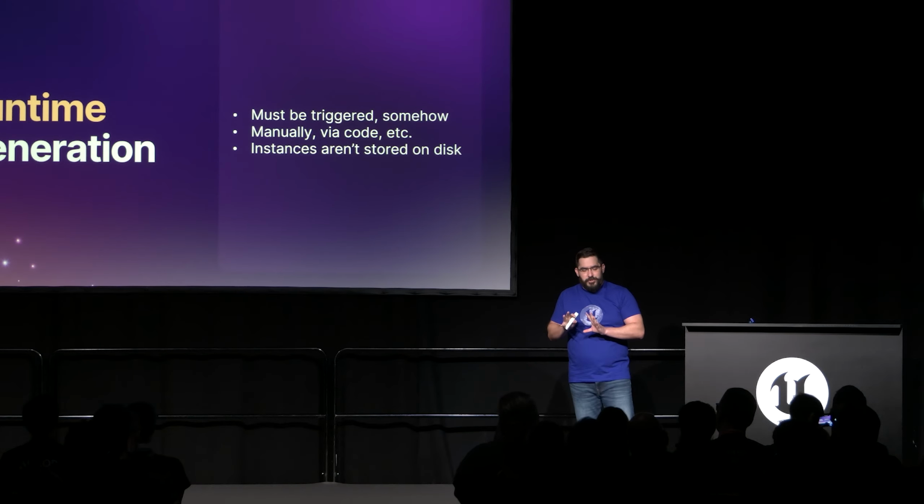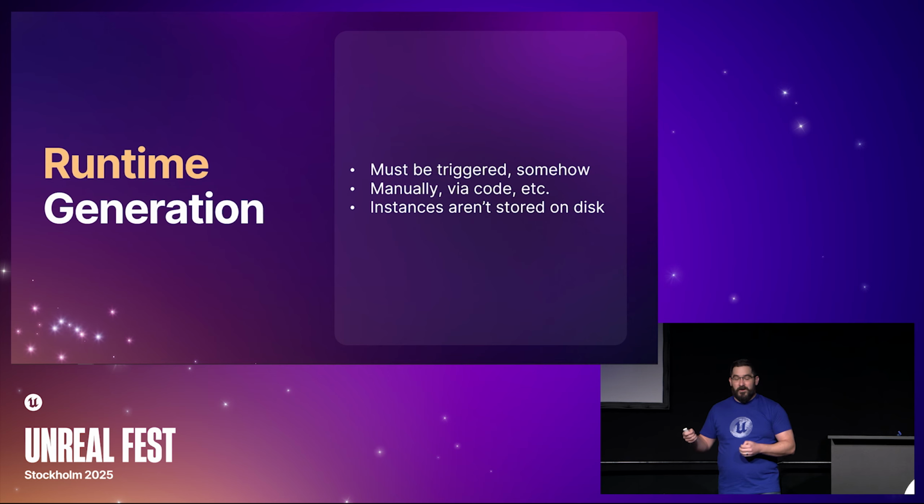Just a thing that I need you to know. But the other nice thing about runtime generation is that we don't have to store those instance transforms on the disk. So maybe every blade of grass is a lot of instances that you have to store offline. Now we can just offload that work to the GPU.